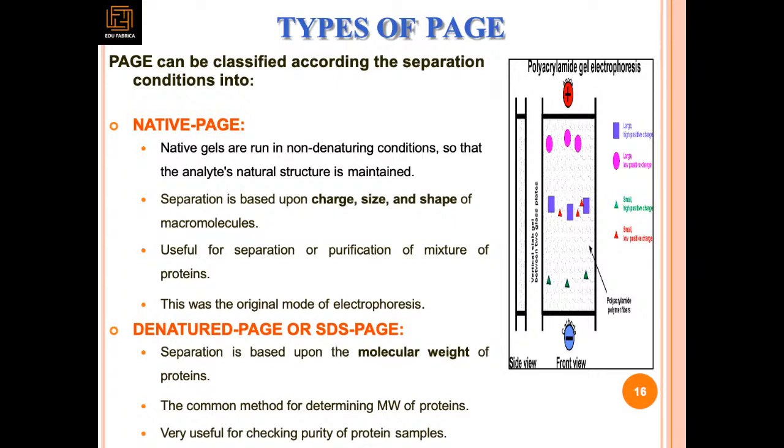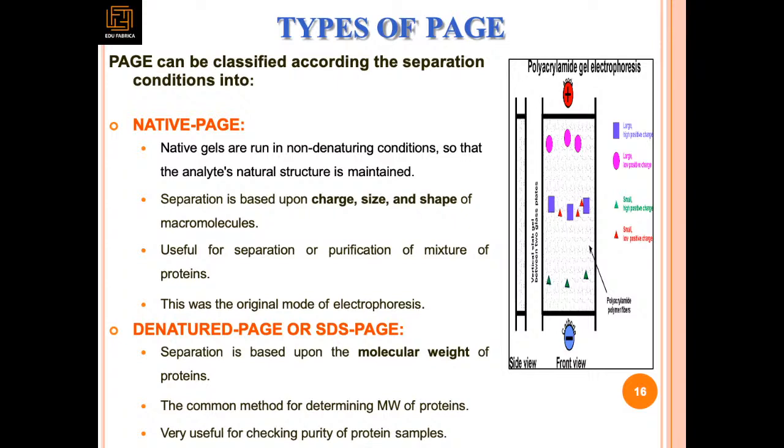Then came the later part, denatured PAGE electrophoresis, that is SDS PAGE, which is a separation based upon the molecular weight of proteins. In this we can determine the molecular weight of a protein, and it is very useful for checking the purity of your samples, whether you get a dark band or a light band. Based on that we can tell about the purity of your samples also.